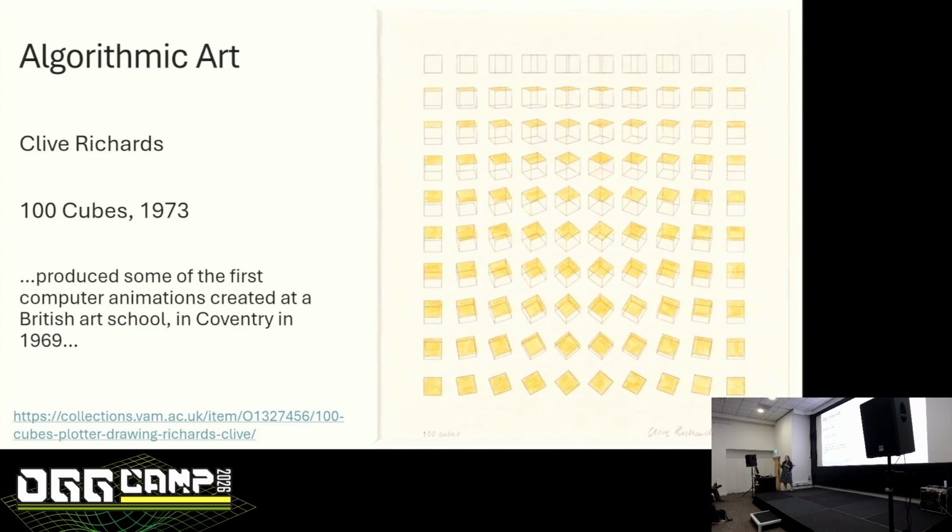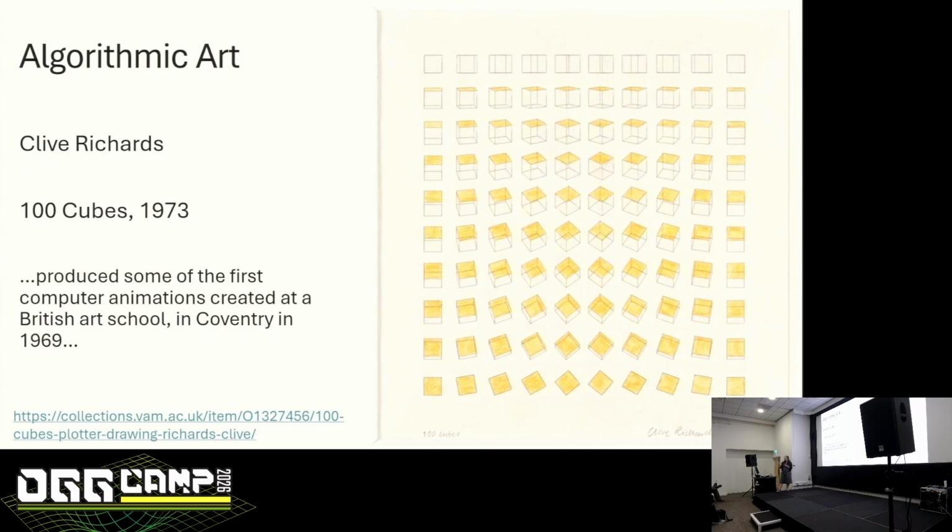And a lot of the work, exciting work in computer art, was actually done in polytechnics in the UK. Universities were doing work looking at developing computer languages and more theoretical things. So the polytechnics were really exploring the application side. So this is Clive Richards, 100 Cubes, 1973. And I was drawn to this because he was based in Coventry. He did lots of different things. This is again in the V&A.